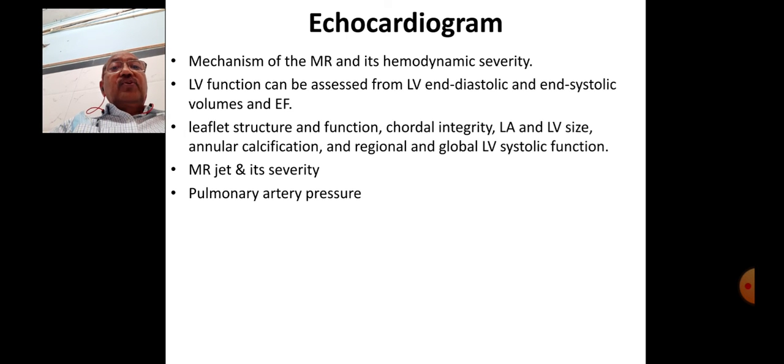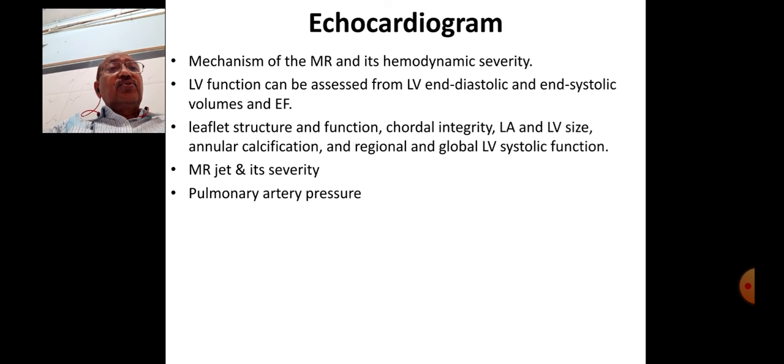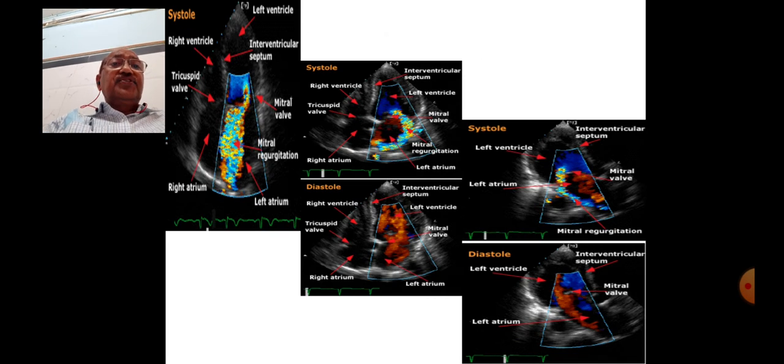One can look for MR jet and its severity and pulmonary artery pressure on echocardiogram. So it's a very useful and the most important investigation in assessment of mitral regurgitant patients. And here are the echo pictures. You can see the severe mitral regurgitation.